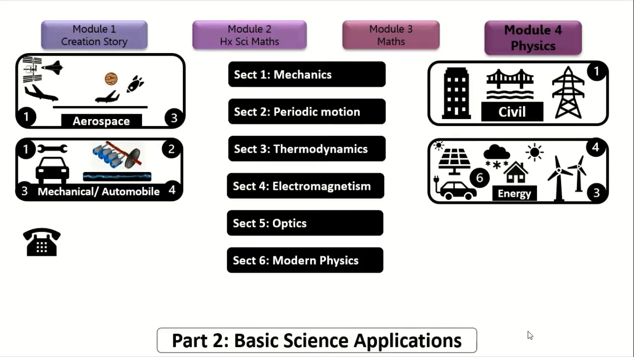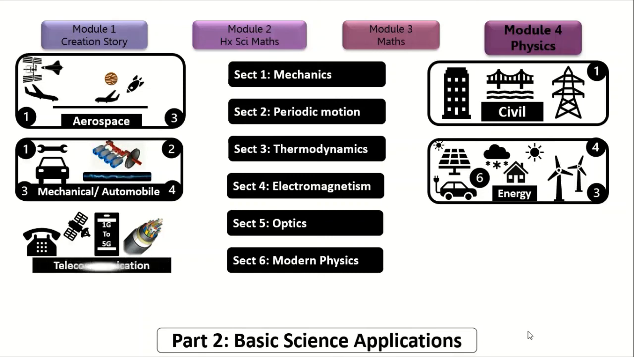Next is the application of electromagnetism and optical technology that has led to the communication revolution. We begin with a study of the first ever telephone and then follow the evolution of mobile technology from the age of 1G to 5G.